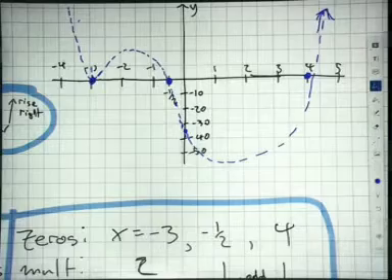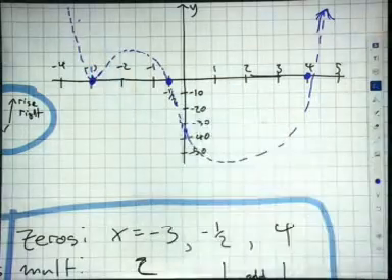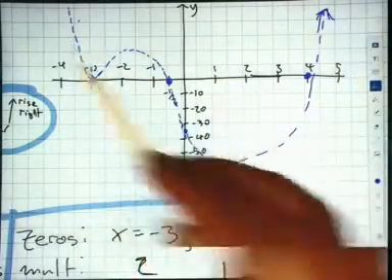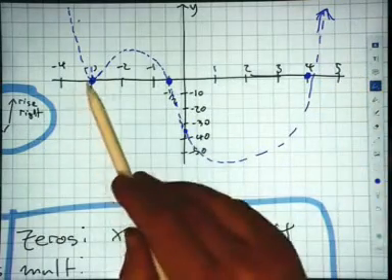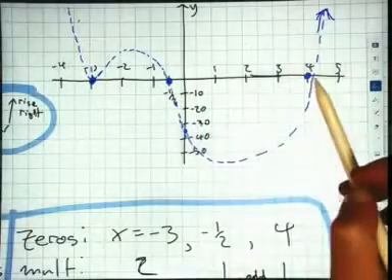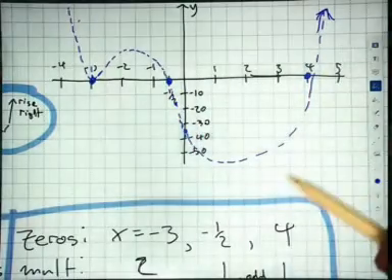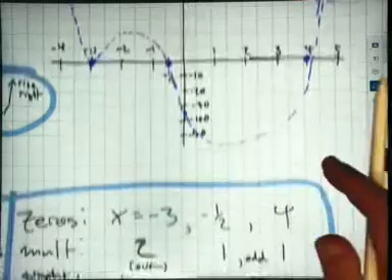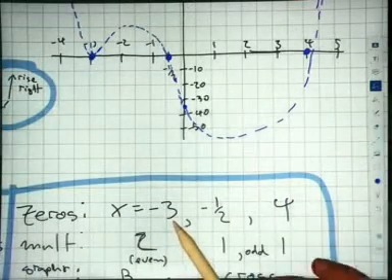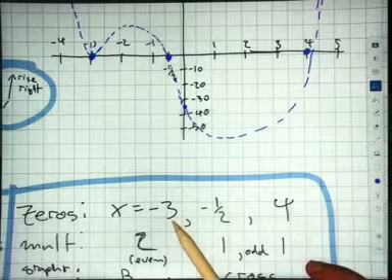Why? Well, it has the correct end behavior. It rises on the left, it rises on the right. It has the correct x-intercepts: negative 3, negative 1/2, 4. It's also behaving correctly at each x-intercept. The graph is having to bounce at negative 3.